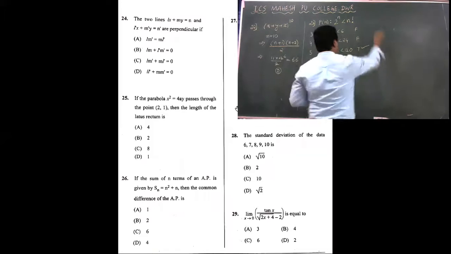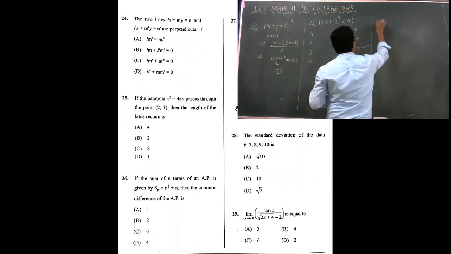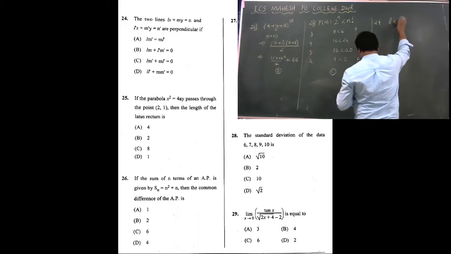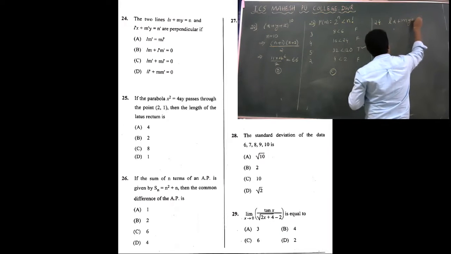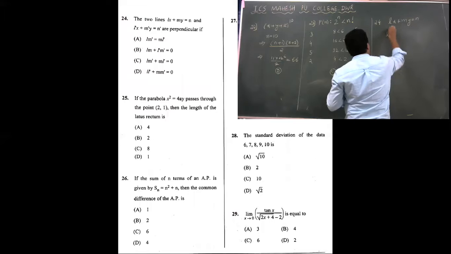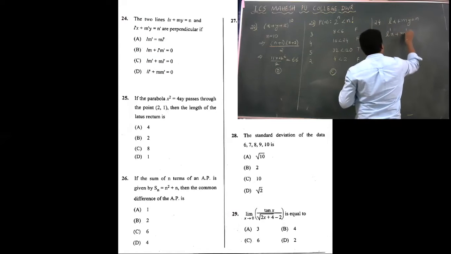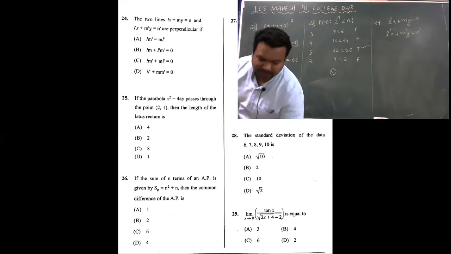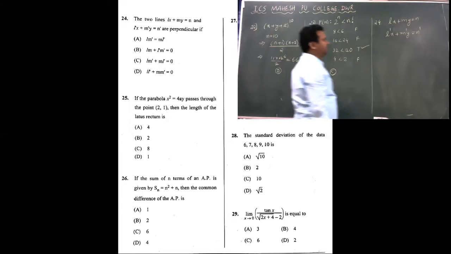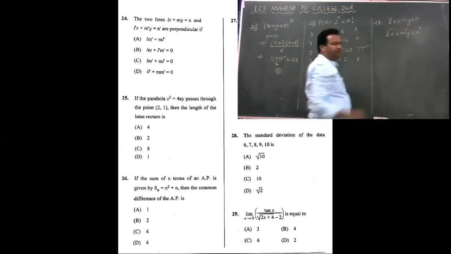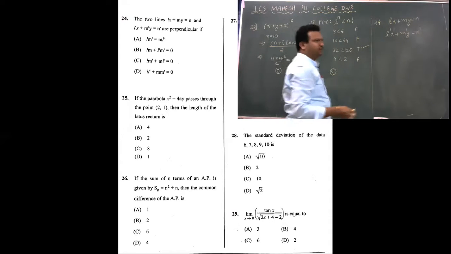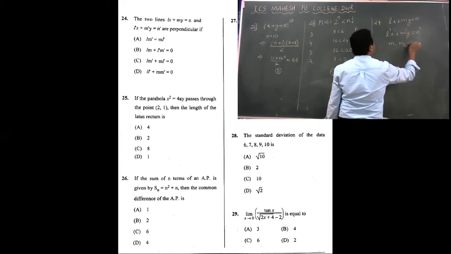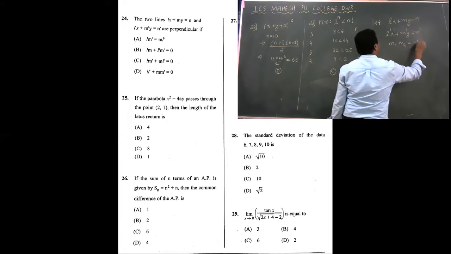Next, 24th question. The two lines Lx plus My equals n, and L dash x plus M dash y equals n dash, are perpendicular. So these are the given two lines, which are in the form of ax plus by plus c equal to 0. So we all remember, whenever two lines are perpendicular, then the product of their slopes is always equal to -1.